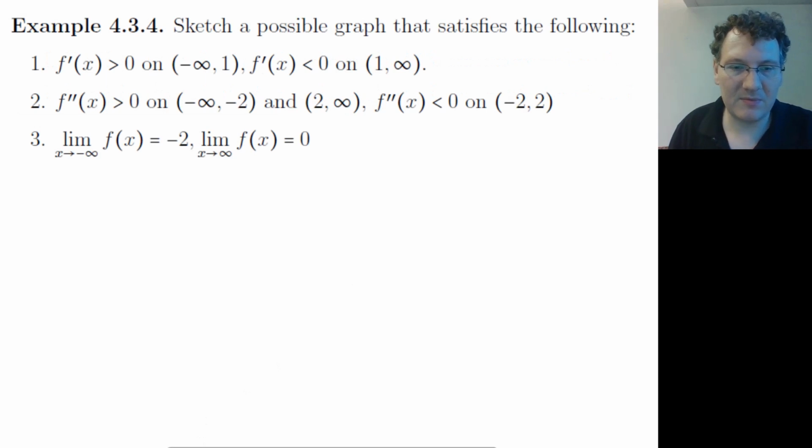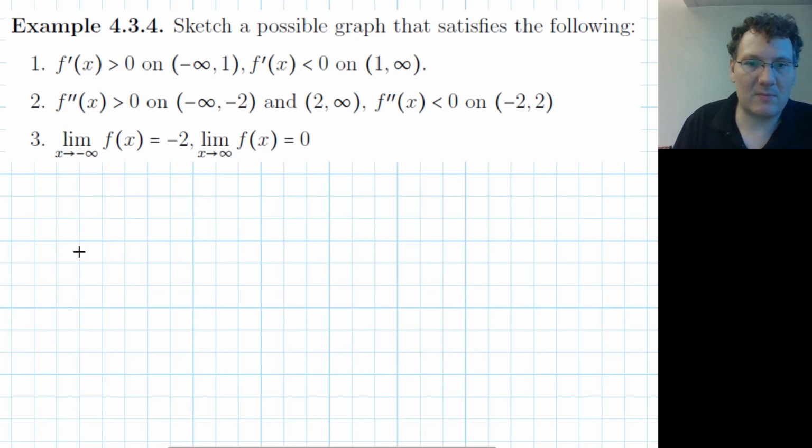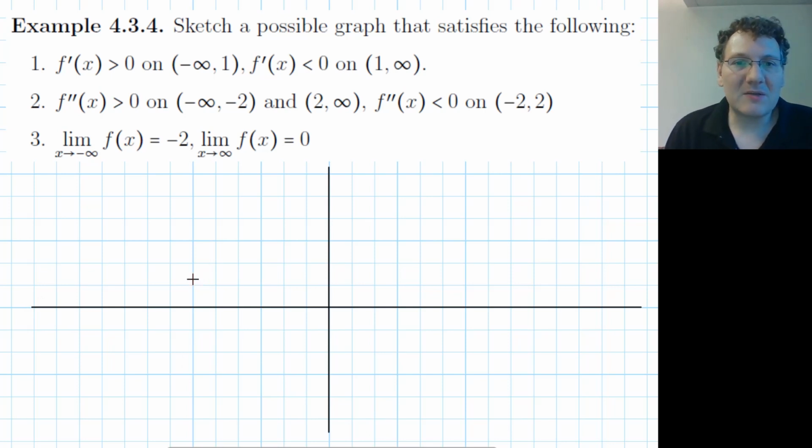Okay, so we're going to attempt to sketch a possible graph that satisfies the following conditions. In fact, let's get some grid here. We want the first derivative to be positive from negative infinity to 1, and I want it to be negative from 1 to infinity. Let's draw our axis here. Now, let's sketch a possible graph that satisfies the following.